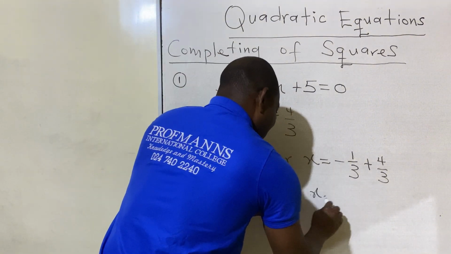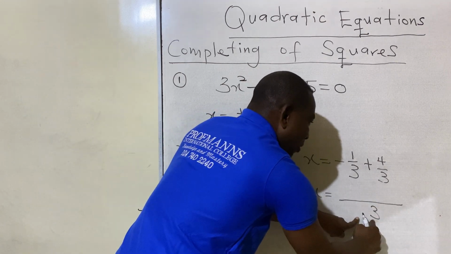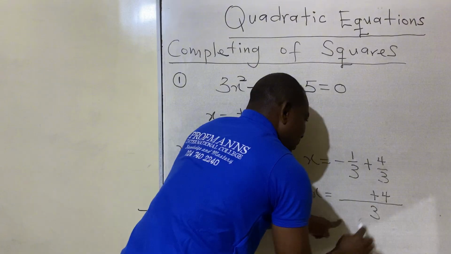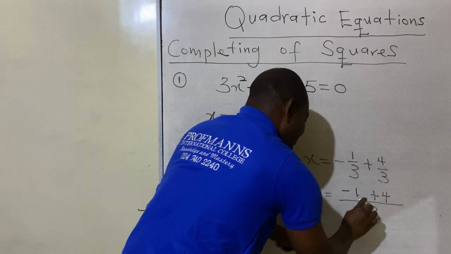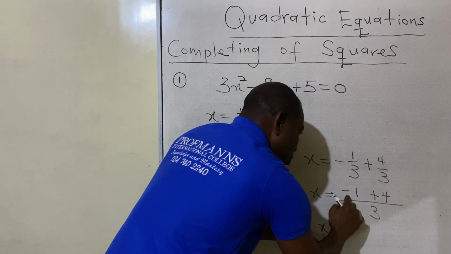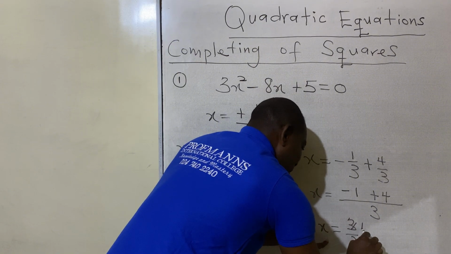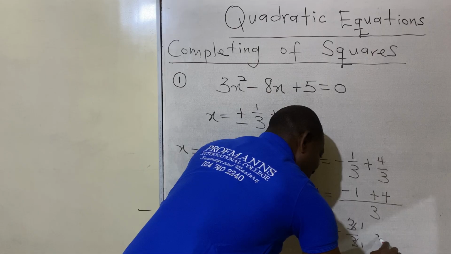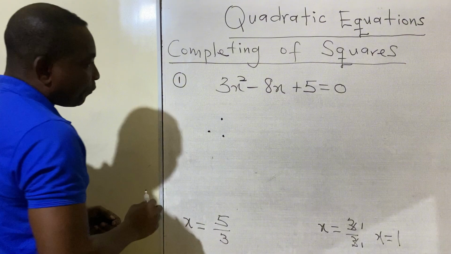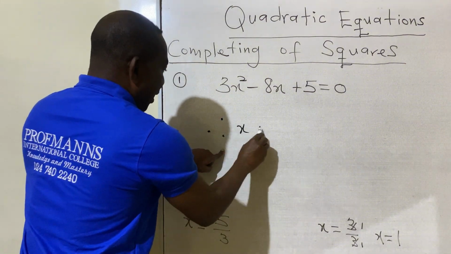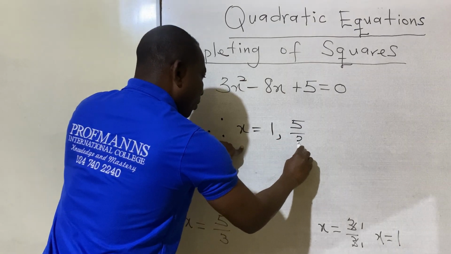Here, x is equal to, we find the LCM of the denominators, which is 3. 3 goes into 3, 1 times 4, 4, plus 3 goes into 3, 1 times minus 1, minus 1. So here we have x is equal to, numerator will give us 3 over 3. 3 goes into 3, 1. So we have here x is equal to 1. Therefore, the root of the quadratic equation is x is equal to 1, 5 over 3.